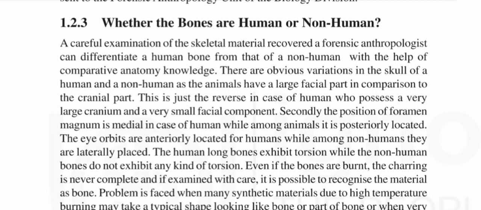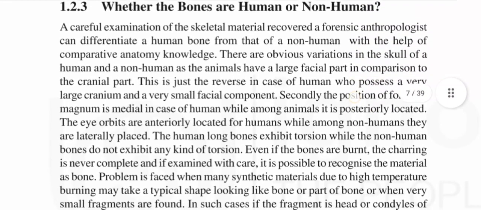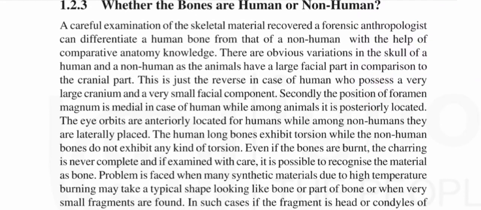Whether the bones are human or non-human, a careful examination of the skeletal material recovered is needed. A forensic anthropologist can differentiate a human bone from that of the non-human with the help of comparative anatomy knowledge. There are obvious variations in the skull of a human and a non-human, as the animals have a large facial part in comparison to the cranial part. This is just the reverse in case of human, who possesses a very large cranium and a very small facial component.